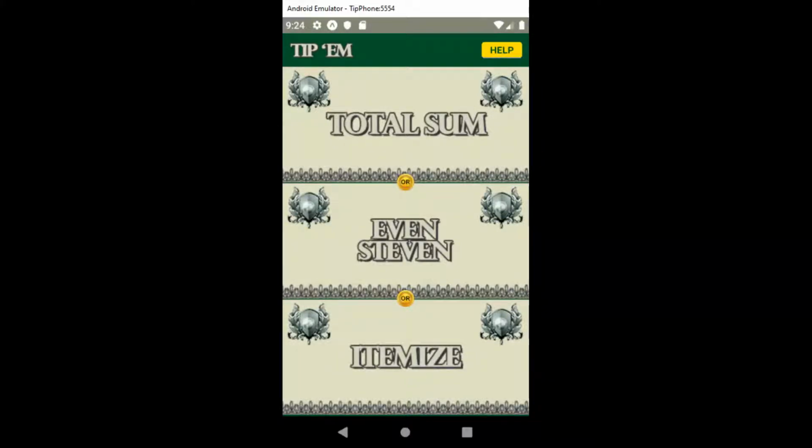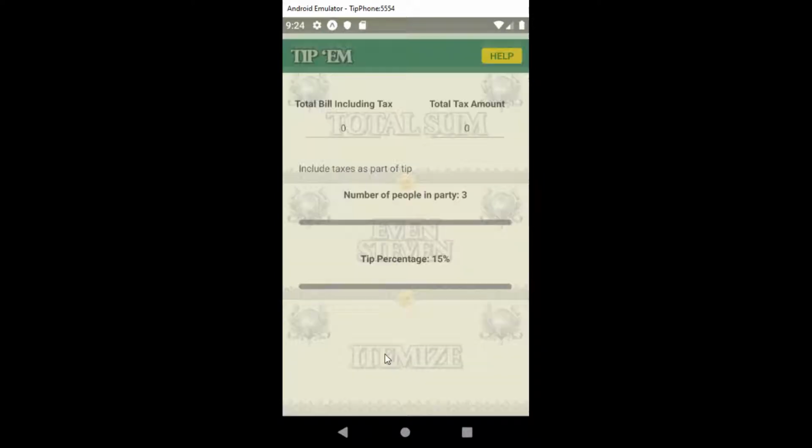In this example, we're going to demonstrate how to use the Itemize feature within the application. For this scenario, we're going to assume that we have 3 people that are going out to dinner. They're going to, all 3 of them, share an appetizer, and only 2 of them will share a dessert. I'm going to start off here by clicking on Itemize.